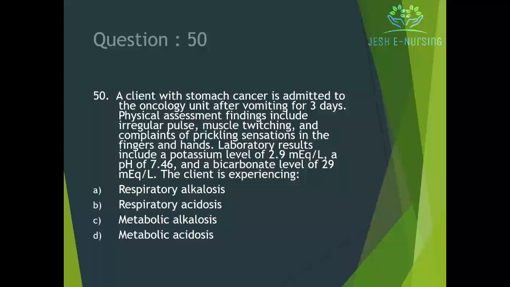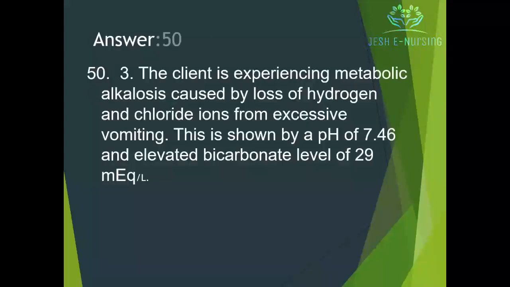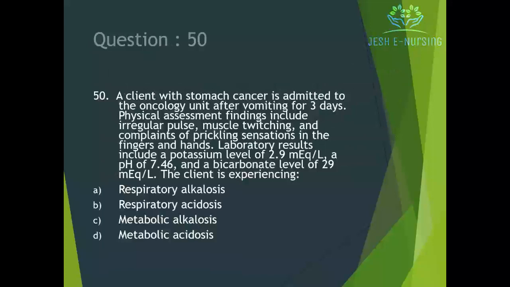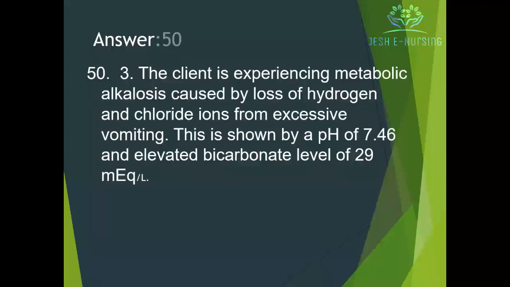Here we need to identify whether the bicarbonate level is increased or not, and whether the pH is increased or not. Here the answer is metabolic alkalosis. Acidosis means pH will be decreased, but here the pH is 7.45, so it is increased, so alkalosis is confirmed. The bicarbonate level also increased, so it is the indication of metabolic alkalosis. The client is experiencing metabolic alkalosis caused by loss of hydrogen and chloride ions from excessive vomiting. This is shown by pH of 7.46 and elevated bicarbonate level of 29.